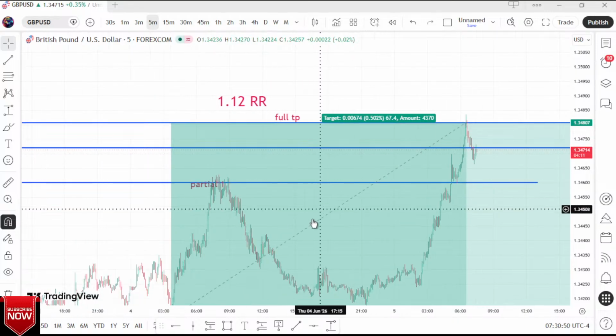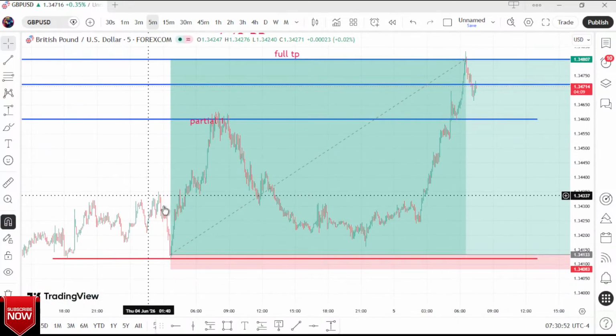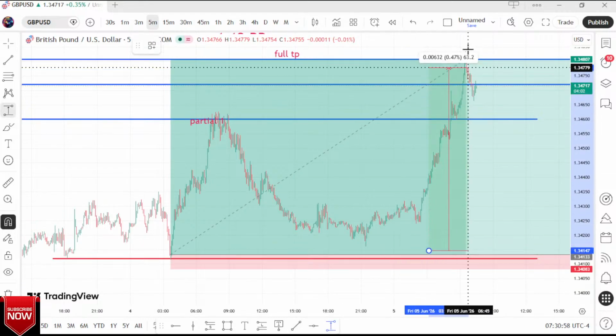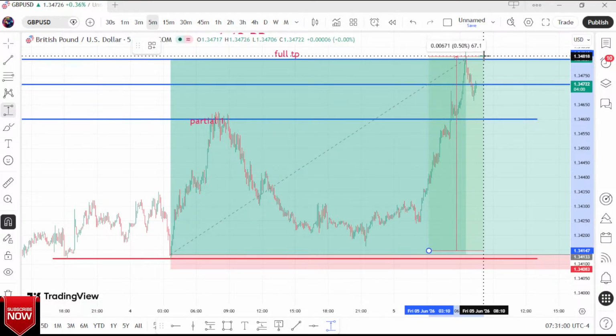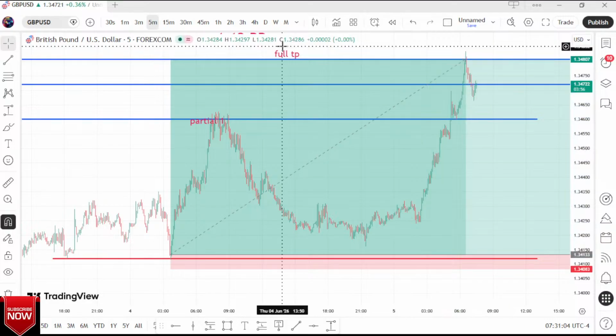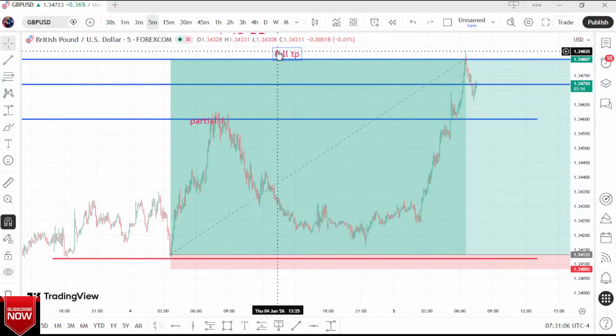So this is like a swing trade because we're actually expecting, how many pips are these? They're actually around 70, let's say 65 pips. You see, 65 pips.